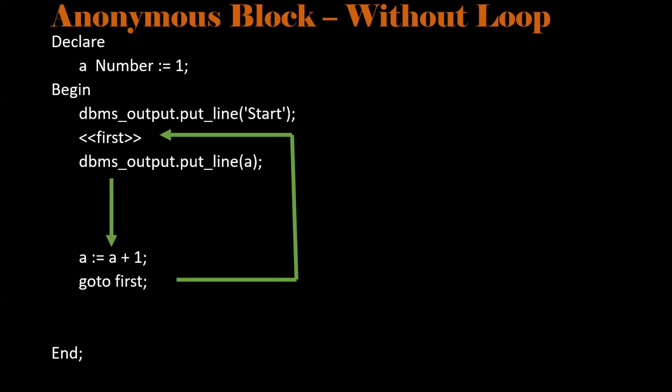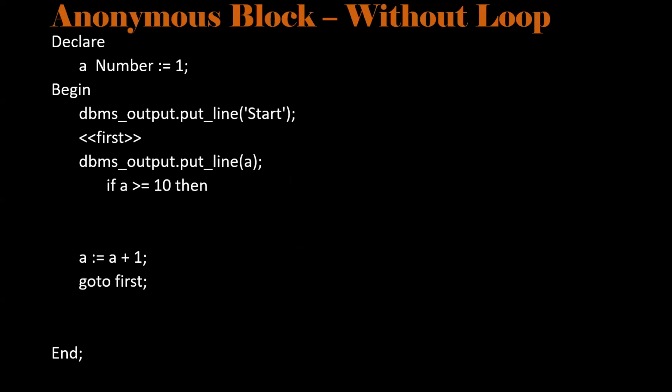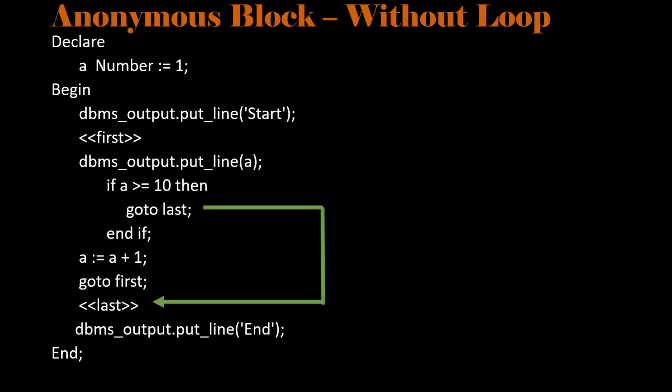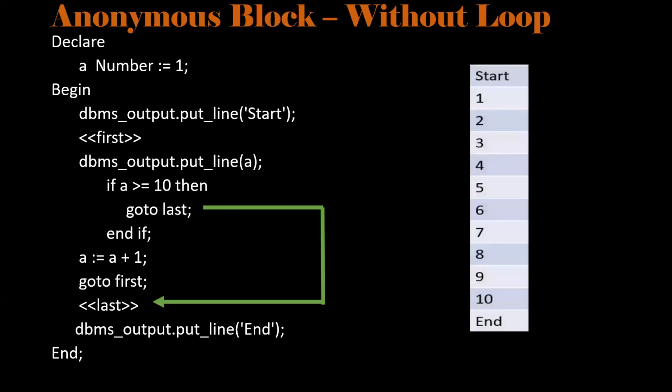So if you execute this block, 1 to n numbers will be printed, until a buffer overflow error occurs. What our exact requirement is that we need to print only 10 numbers. So we need to put a condition like if it reaches 10, we will come out of that block. So if A is 10, the condition is satisfied, then it will go to last, then it will print end. So the exact requirement, 1 to 10 numbers, will be printed on the screen.